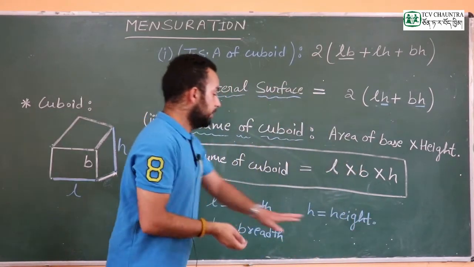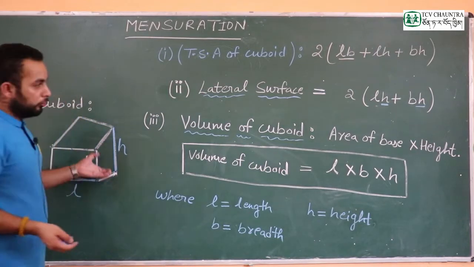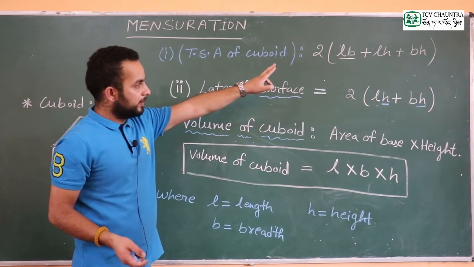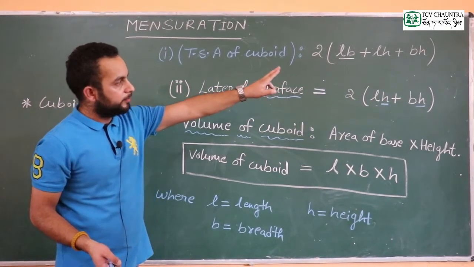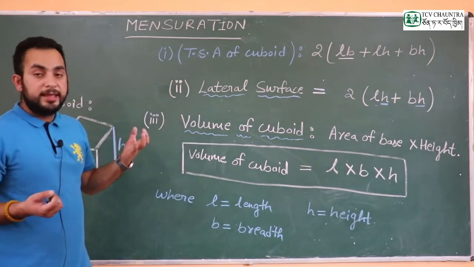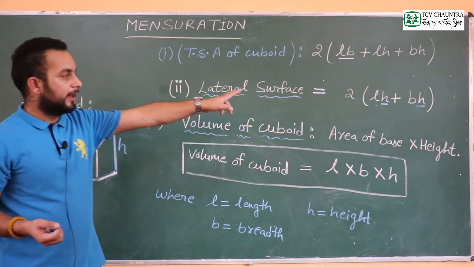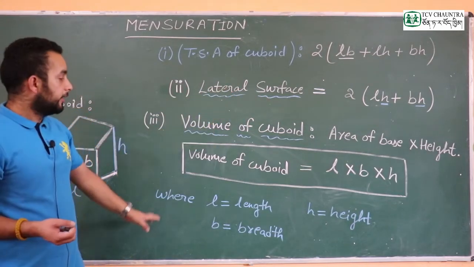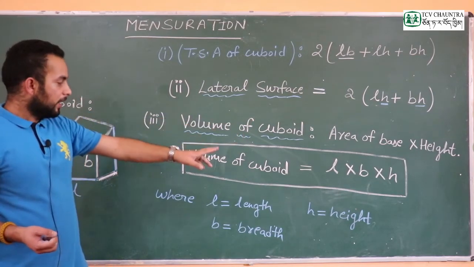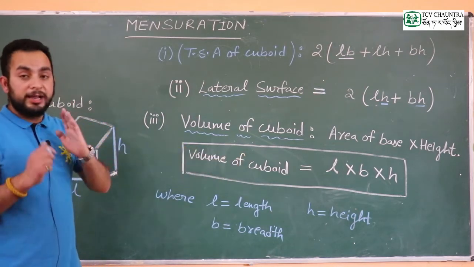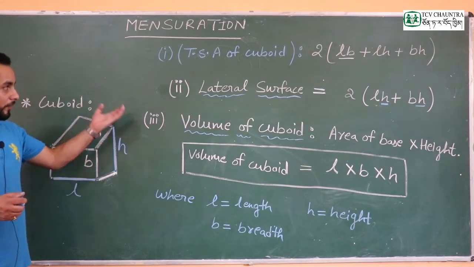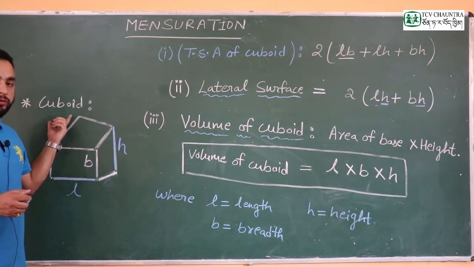Okay, so these three are the formulas of cuboid. The total surface area of cuboid formula is 2 times length breadth plus length height plus breadth height. The lateral surface area is 2 times of length height plus breadth height. The volume of cuboid is area of base into height, that is length into breadth into height. Okay class, on the basis of this cuboid we are going to solve one question.